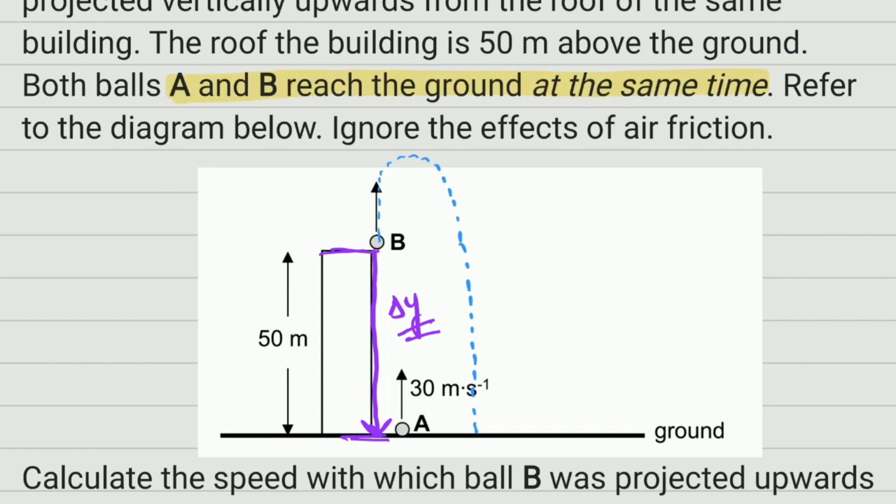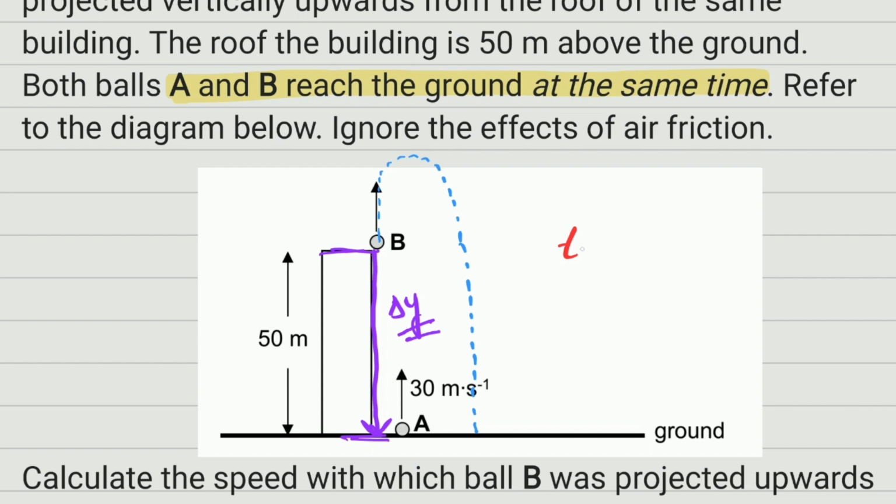Ball A and B reach the ground at the same time, but ball B was thrown 2 seconds after ball A. So ball A was already moving when ball B was thrown upward. And this is, it's mathematics.